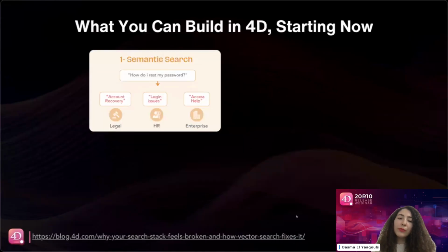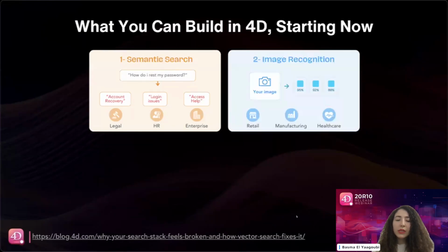So what can you build with vectors in 4D? Semantic search is the first thing. Semantic search understands meaning, not just keywords. Perfect for matching user questions to the right legal clauses, HR policy, or enterprise documents. Image recognition reads visual patterns, useful for retail product matching, identifying parts in manufacturing, or assisting diagnosis in healthcare.